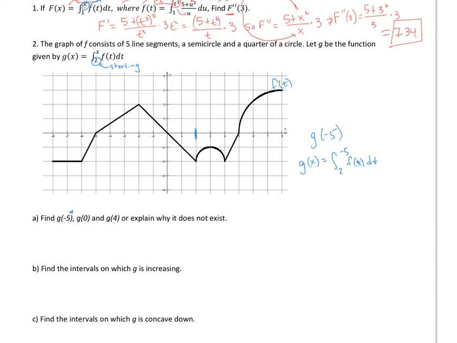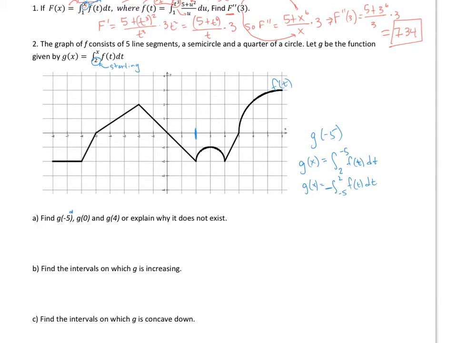So here, notice the bounds go from 2 to negative 5. So we need to switch that. We can switch that to be g of x is going to be the integral from negative 5 to 2 of f of t dt, but since we switched it, we need to put that negative right out in front there. So whenever you switch the bounds, we can change it to make it equivalent by putting a negative on the outside because we're just going in a different direction. So this problem is basically asking me to find the area under the curve from 2 to negative 5.